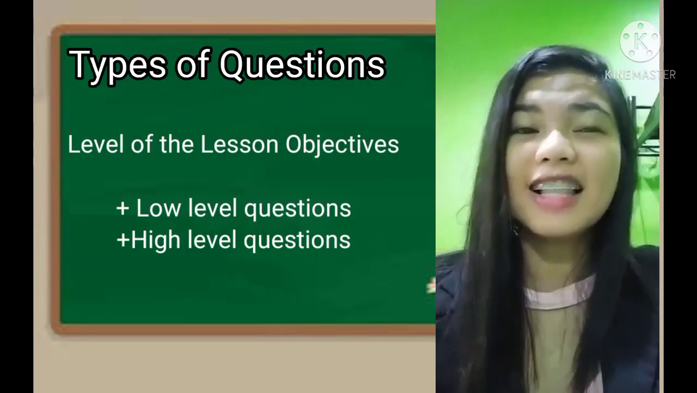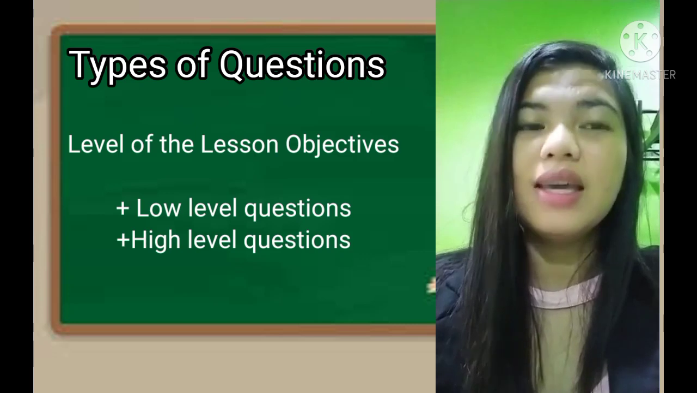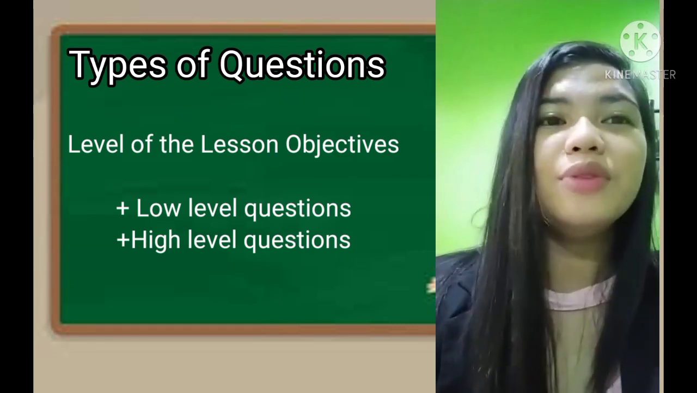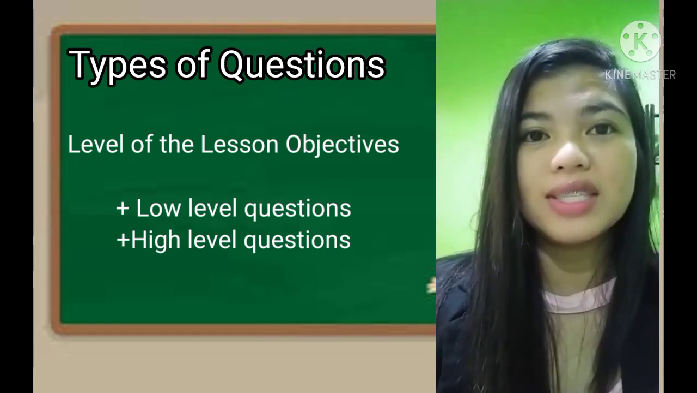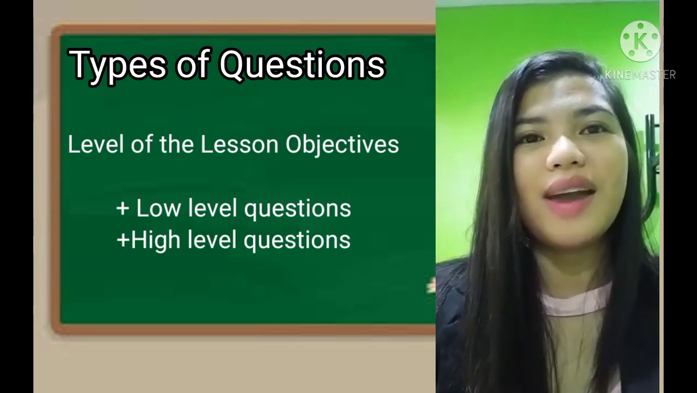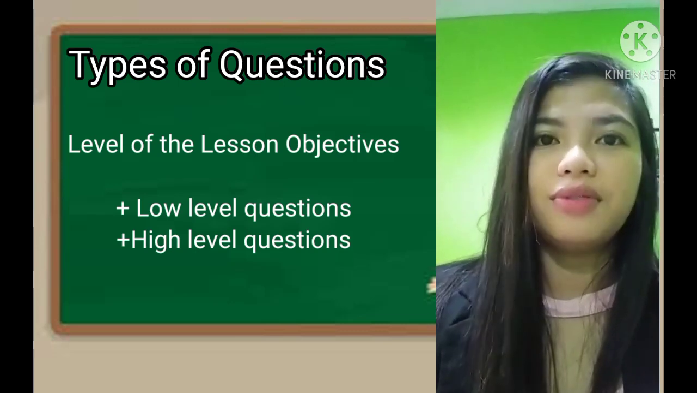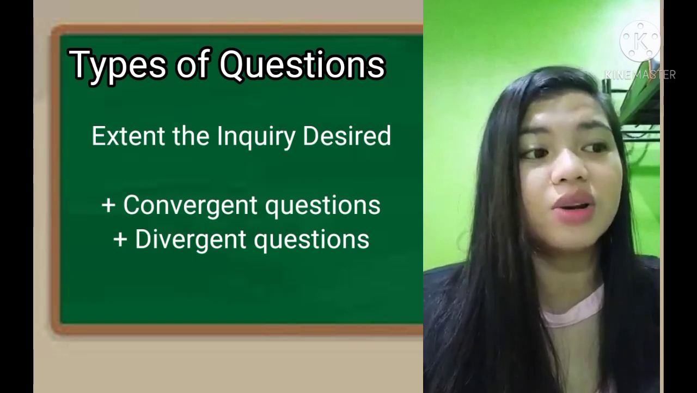Hey students, let's proceed to our next topic, the level of the lesson's objective: the low-level questions and the high-level questions. Low-level questions include memory questions or those that require simple recall. For example, define energy, state the first law of motion. The question extends the inquiry desired.